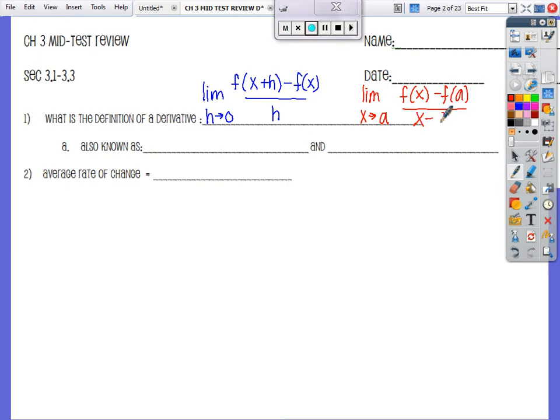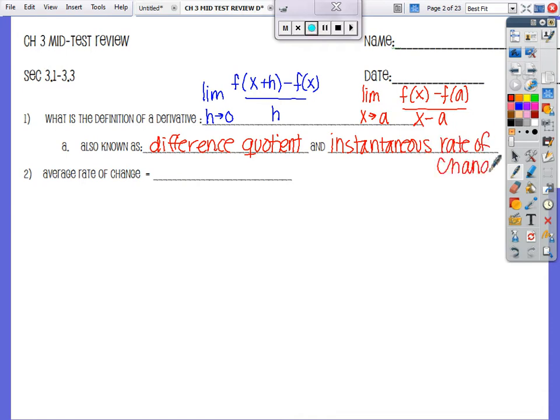And you want to go in your notes if you want to see how the alternate definition, the one in red, gets used. It's also known as the difference quotient, which is really important if you remember. Not the quotient rule, difference quotient. And it's also known as the instantaneous rate of change. The average rate of change is not the same as the instantaneous. Average rate of change is the formula for slope.